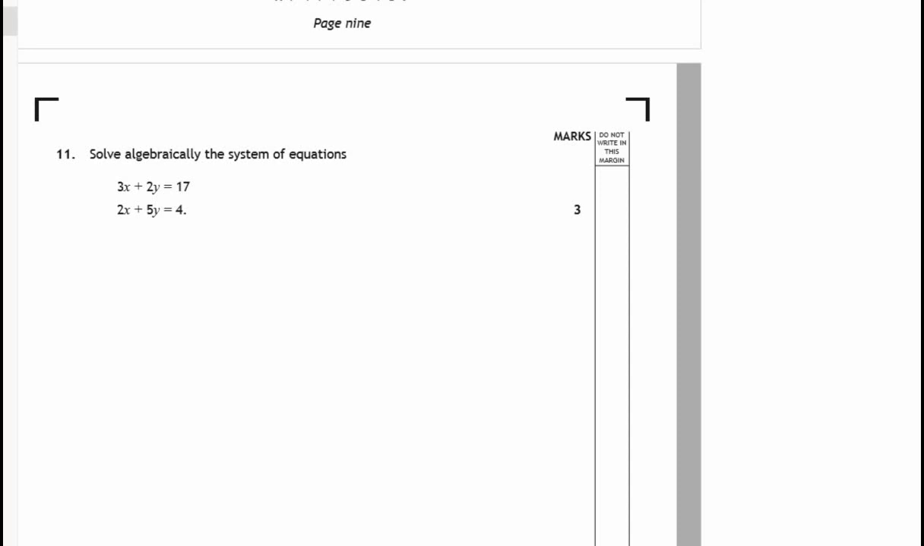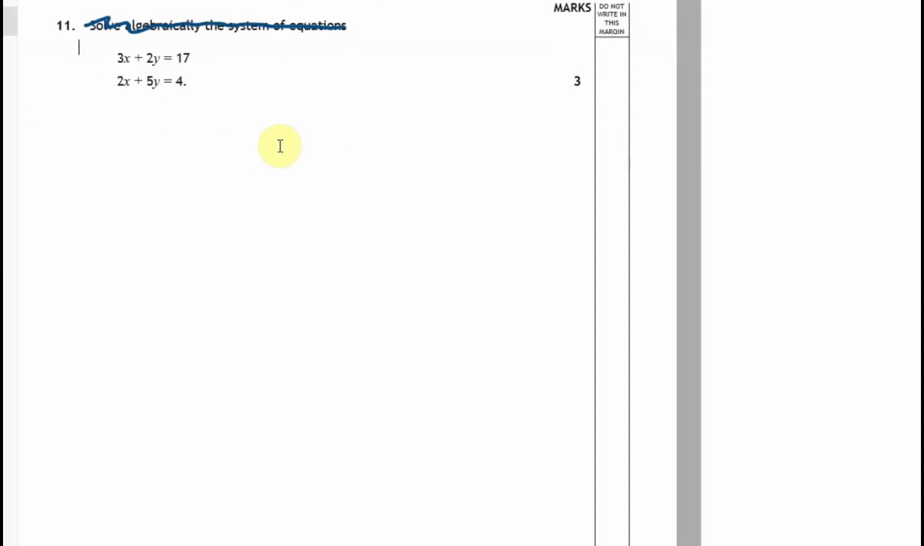Okay, question 11. Solve algebraically the system of equations. So that's a fancy way of saying work out what x and y is. Algebraically just means we can't guess. Okay, so what's x and what's y?